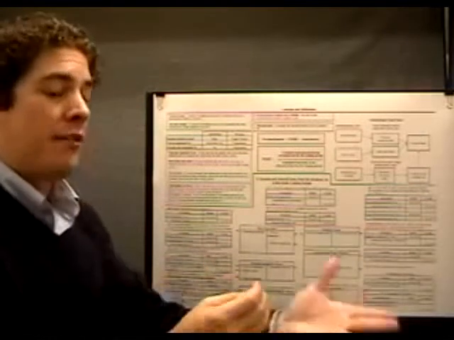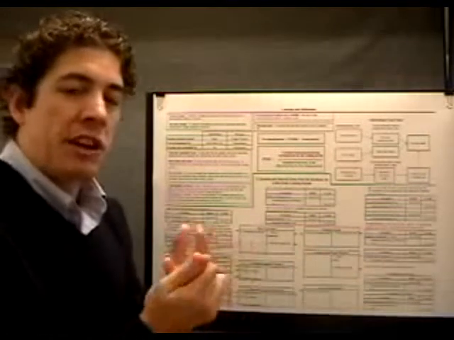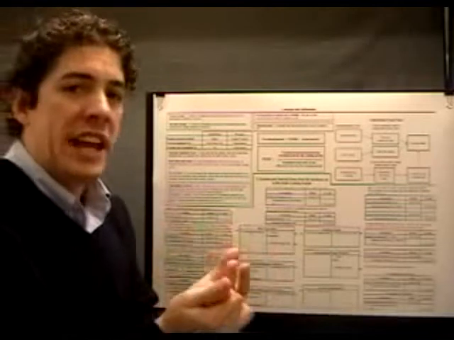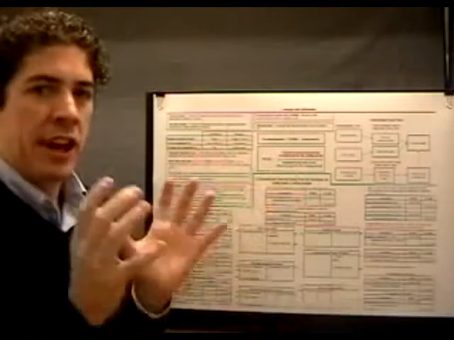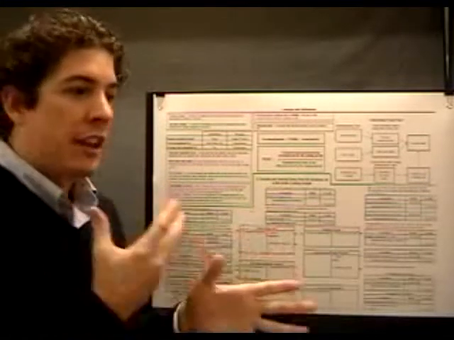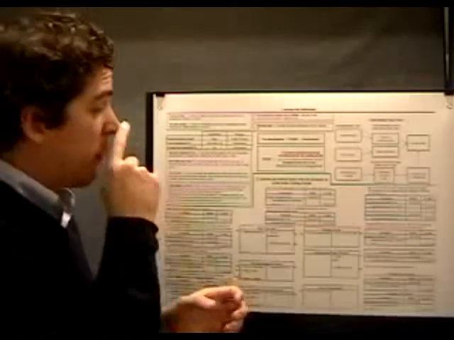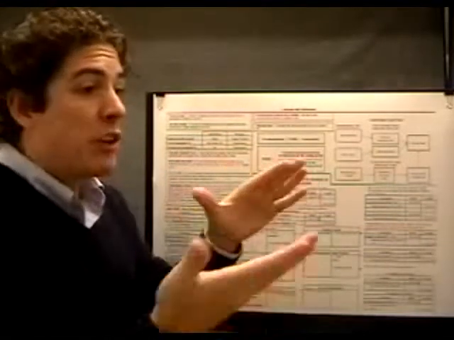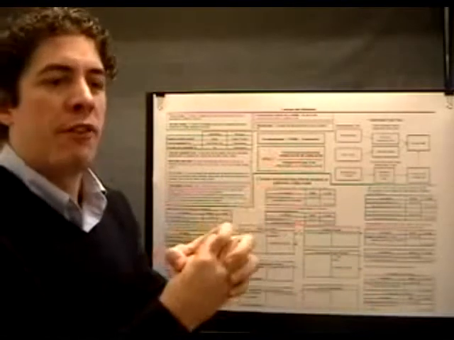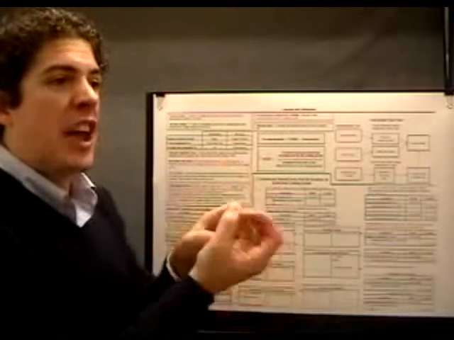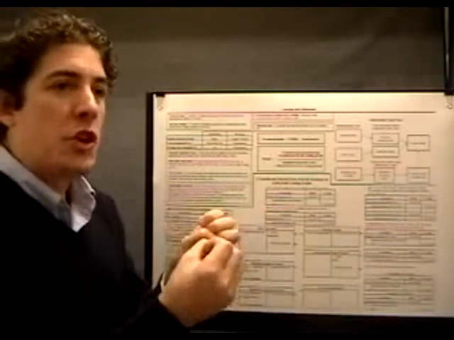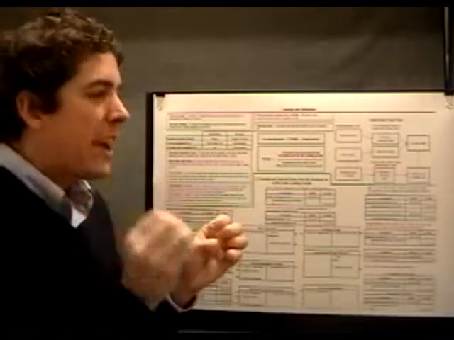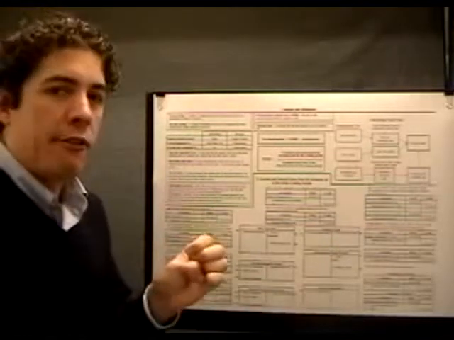The allocation base oftentimes is direct labor hours or machine hours. I think in the example that we have for lesson 2, it's direct labor hours. So we take the total costs that we're going to have for a given period, we divide it by the total number of direct labor hours or machine hours, and then we get a per hour or per unit rate. That rate is how we apply overhead.